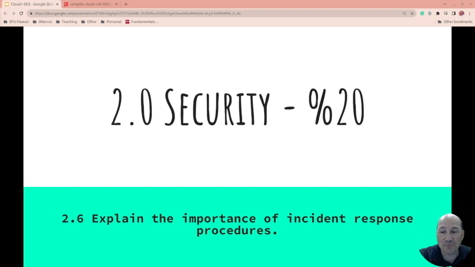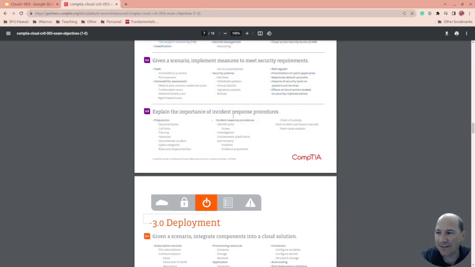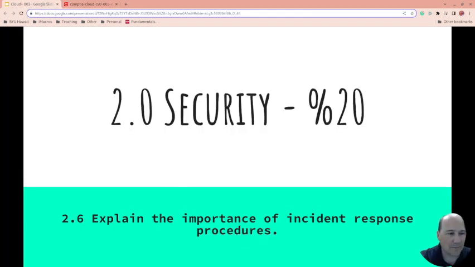Exam objective 2.6, explain the importance of incident response procedures on Security Plus. This is part of the security area, which is 20% of the Security Plus test. We're just taking it from the exam objectives. So this is, once again, 2.6 right here. I love PDF files. So this is what we're doing today. Okay, so let's get into it.